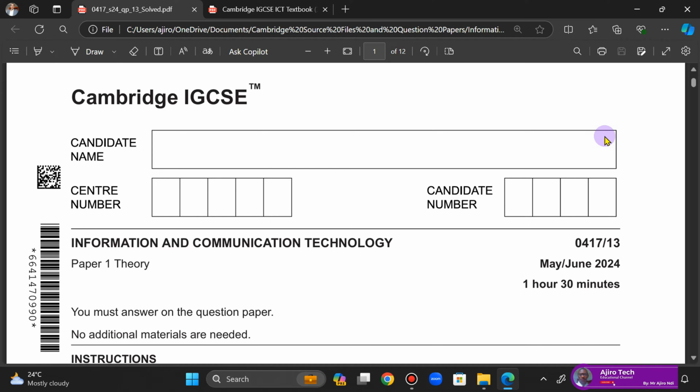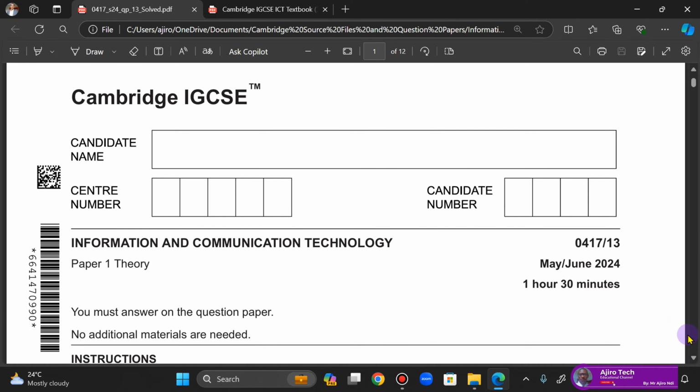In this video, we're going to be looking at the Cambridge IGCSE Information and Communication Technology with the course code 0417. And we're looking at the third variant of this paper, 1-3, right? Paper 1, theory. The paper 1 is the theory part, May/June 2024, and the duration for the whole paper is 1 hour 30 minutes. So please let's take note of this. Please, the instructions are very important.